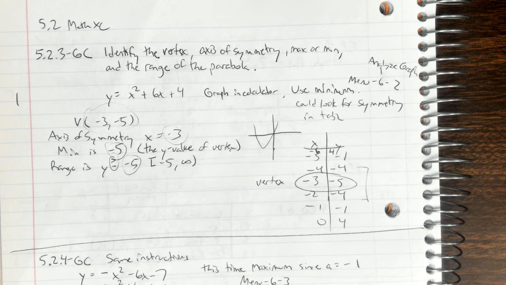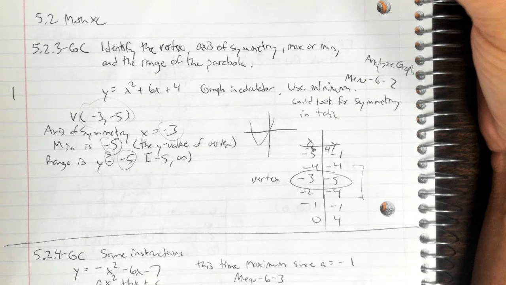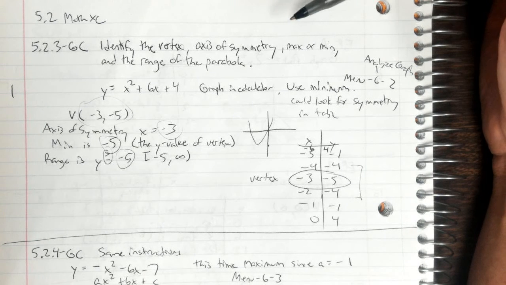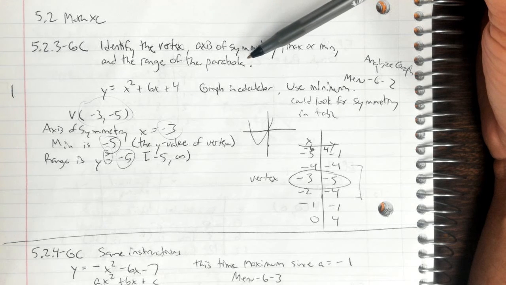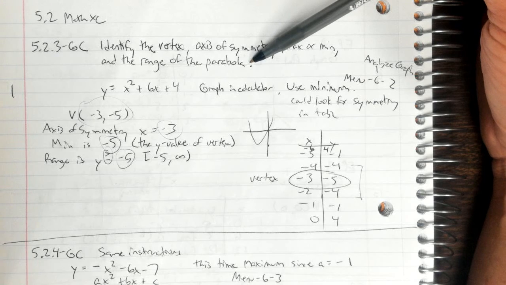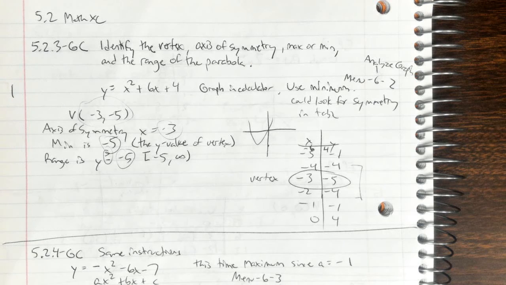Hey everybody, today we're going to be talking about graphing parabolas. So that means graphing quadratic equations, ones with x squared. To start with, it says identify the vertex, the axis of symmetry, the maximum or minimum, and the range of the parabola. We know the domain is all real numbers, but the range is the one we're interested in.